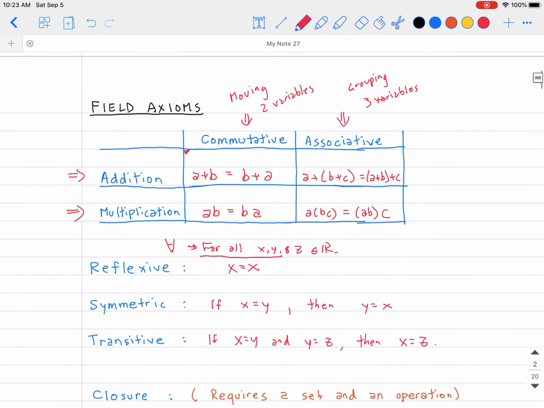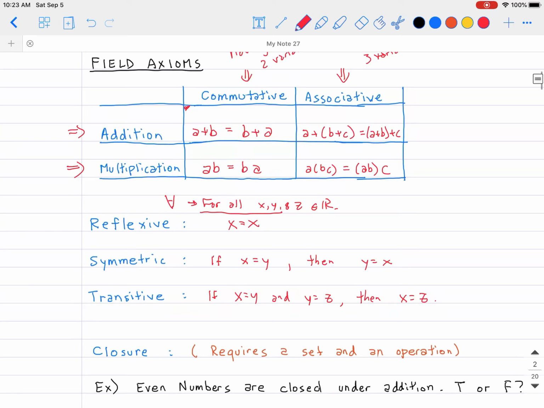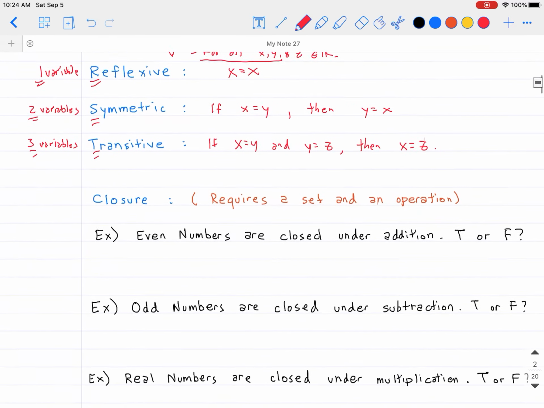One easy way for me to remember this, using the same trick as we have up there for the other field axiom, is to look at the number of variables involved for each one of these. Reflexive is one variable, whereas symmetric is two variables, and transitive is going to be three variables. So the way I memorize it is you have R, S, T, and then 1, 2, 3. Hopefully that gives you an easier way to remember it in the future.